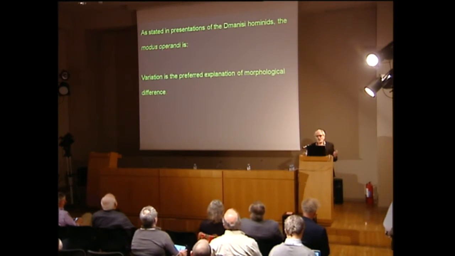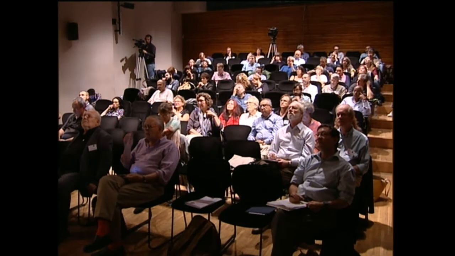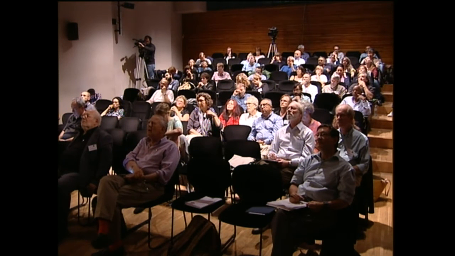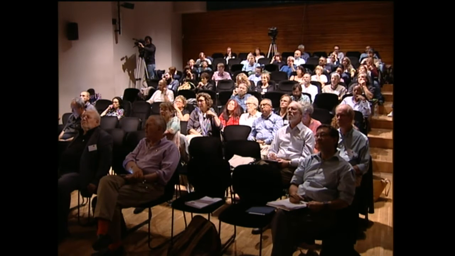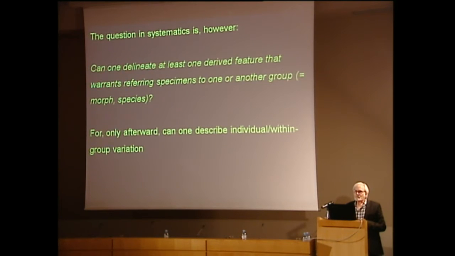So in terms of summarizing what's been talked about earlier today, variation is the preferred explanation of morphological difference. So we can ask the question, how does and can one a priori identify variation? In other words, when does intraspecific demic variation end and taxic identity begin? From a systematic point of view, the question is, can one delineate at least one derived feature that warrants referring specimens to one group or another, whether you refer to them as morphs, species, or whatever?